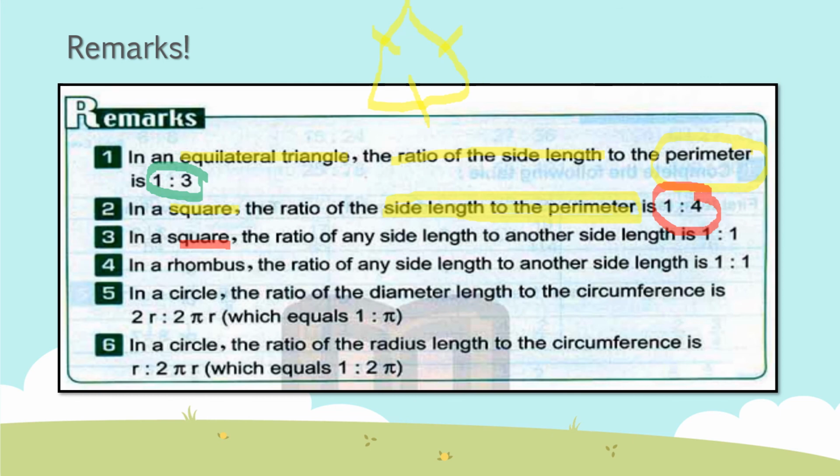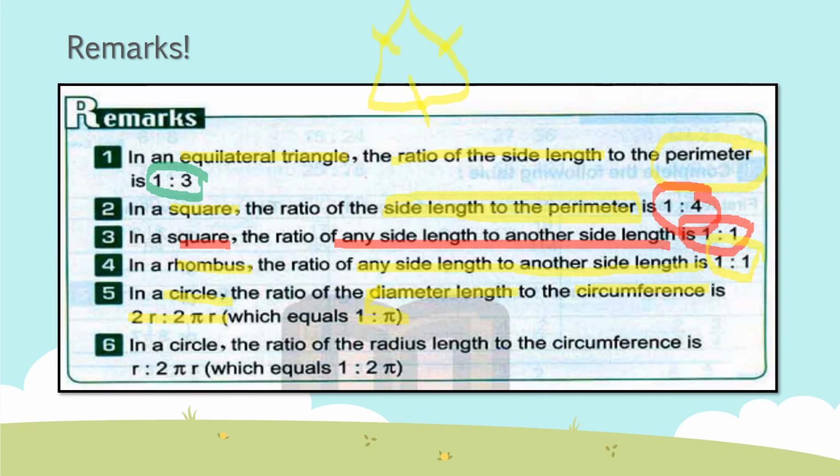And in a square also, the ratio of any side to another side is 1 to 1, because all the sides in the square are equal. And in a rhombus, the ratio of any side length to any other side length is 1 to 1, because in the rhombus also all the sides are equal in length. And here it says in a circle, the ratio of the diameter length to the circumference is 2r to 2 pi r, which equals 1 to pi.